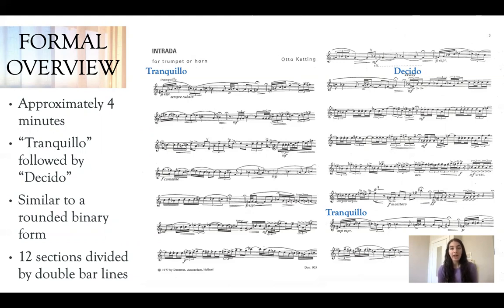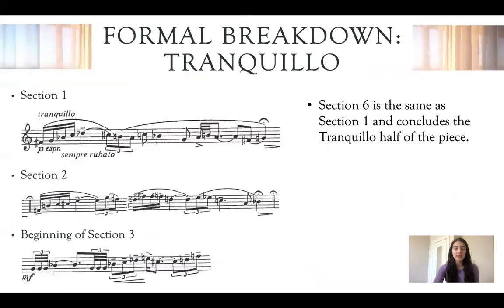Ketting doesn't divide the piece using measures. Instead, he divides phrases with double bar lines, like you can see right here and here. This divides the piece into 12 different sections. I've numbered each of the 12 sections, calling them section 1, section 2, etc. We're going to look at a few of the important themes before looking more in depth at pitch set classes and how the different sections connect.